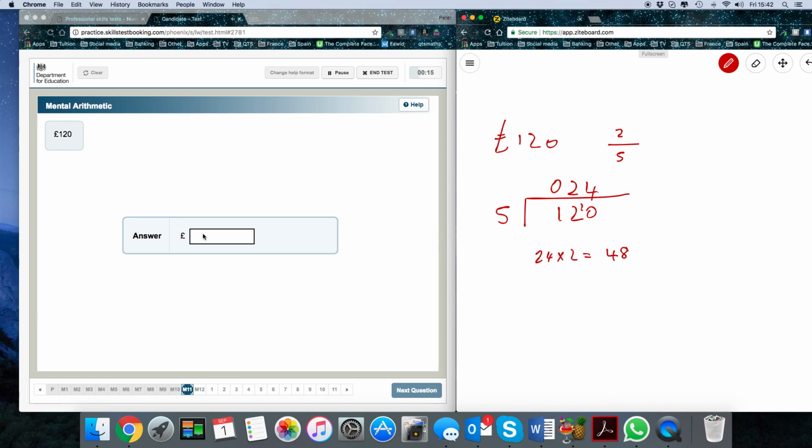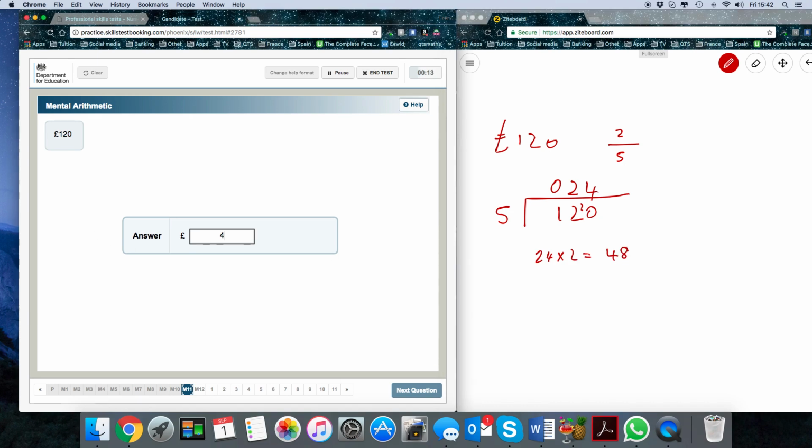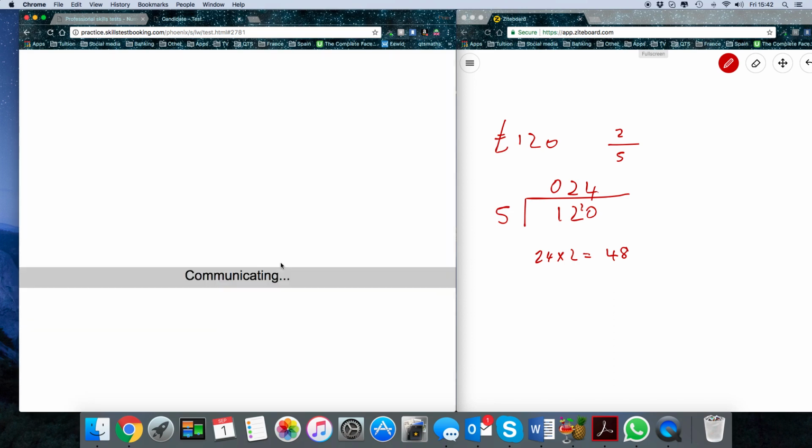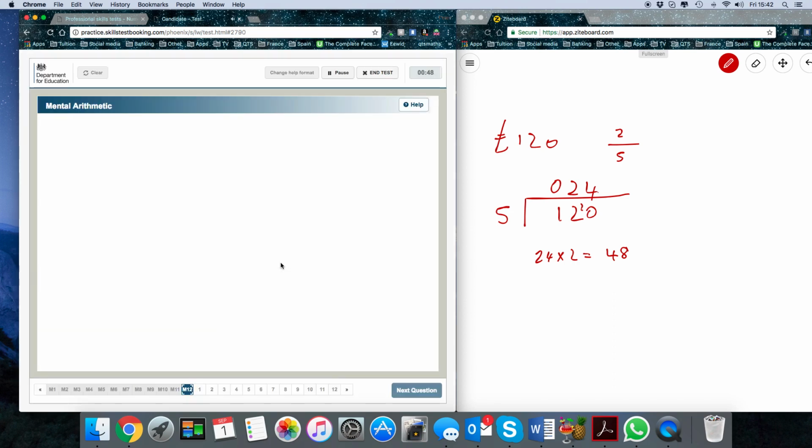There's a few different ways of doing this really, but essentially when you're doing 2/5 of 120, the main method for doing any fraction is you divide by the bottom number and then you multiply by the top. Again, I would encourage you to use the bus stop division method. Question 12.